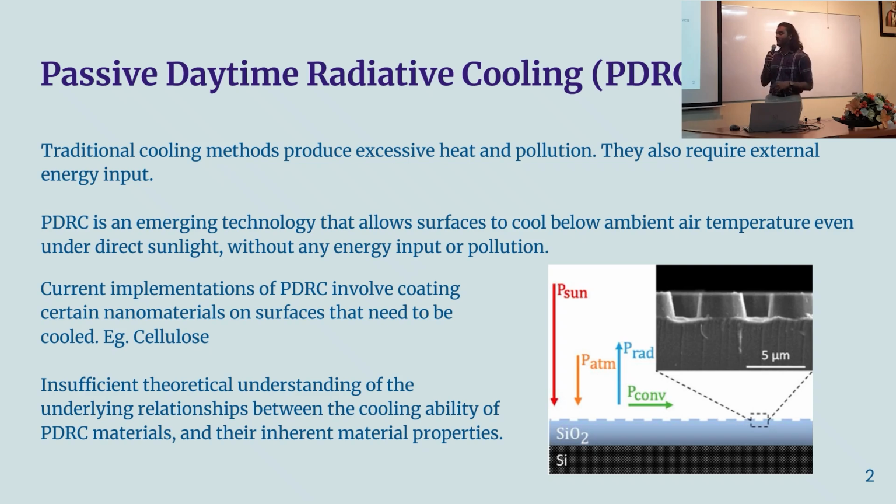Currently PDRC is implemented as nanoparticle or nanomaterial coatings on the surface which you have to cool. So something like this. Here there are a bunch of cylinders which they make on top of the surface to cool, and it is found to be successful at cooling the object. However, there is not a lot of theoretical study of the fundamental properties of materials which allow this to happen. And that is what I addressed in my research project.